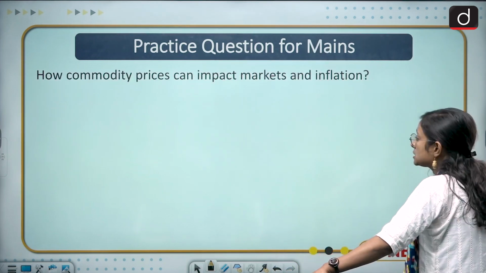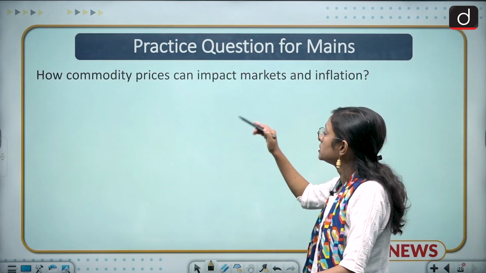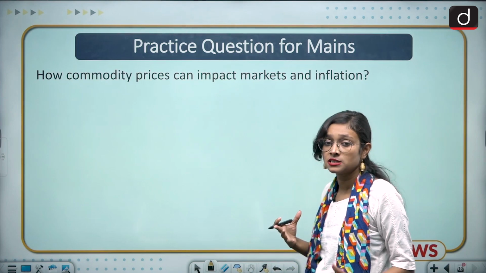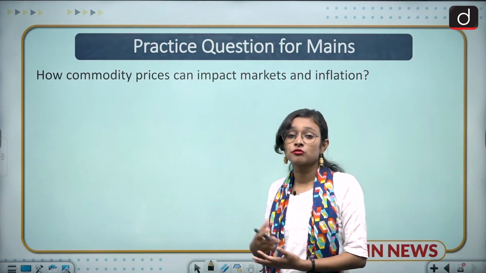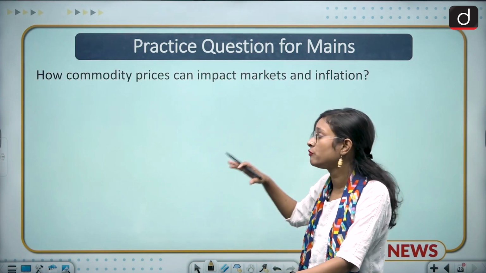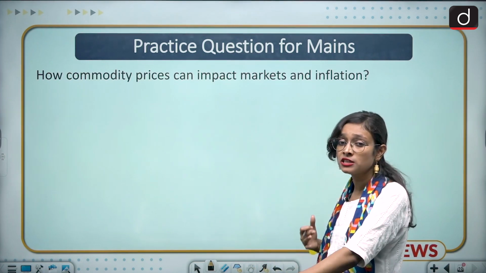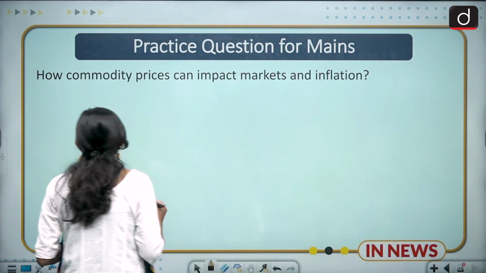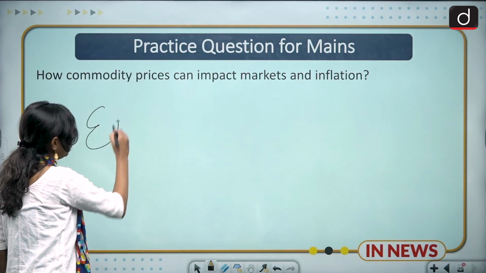Coming to the mains part. How can commodity prices impact markets and inflation? This particular topic is related to the rise in prices of commodities and the market situation, so that's why this is the mains question. First of all, you have to write what the reasons are for the rise in market prices. Right now, the first reason is the effect of the pandemic.